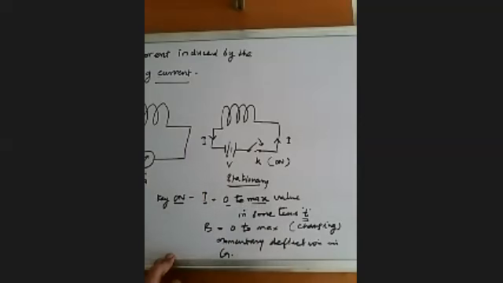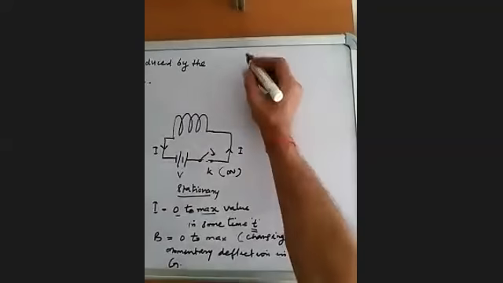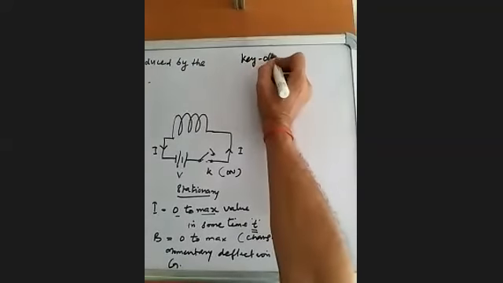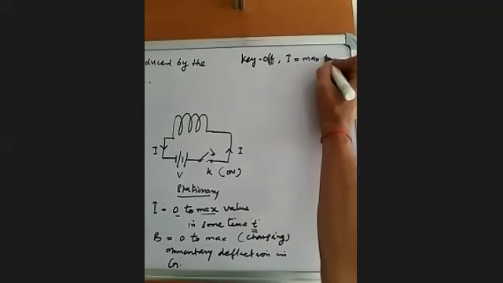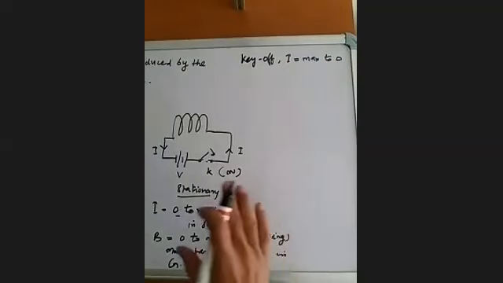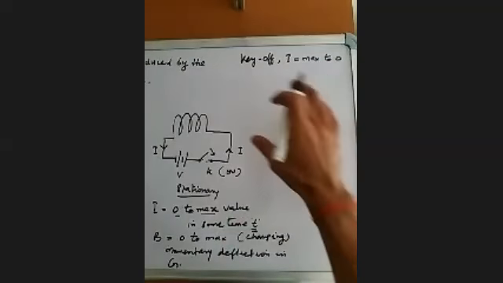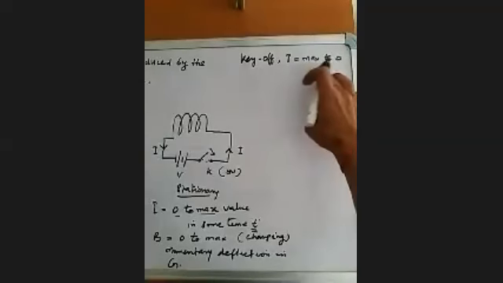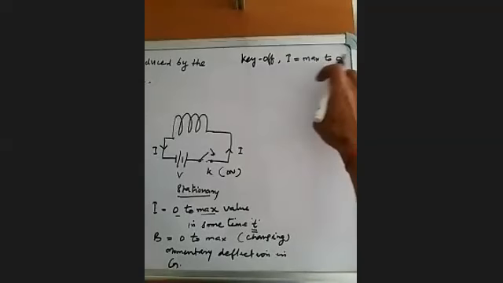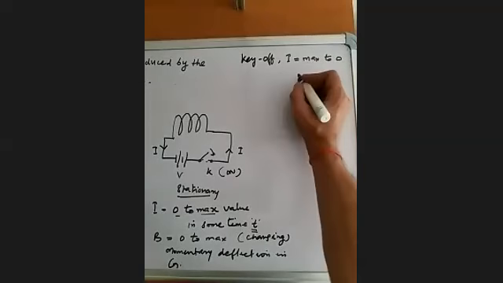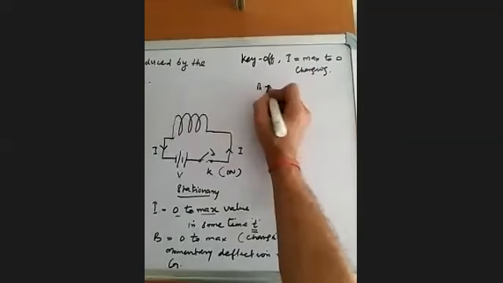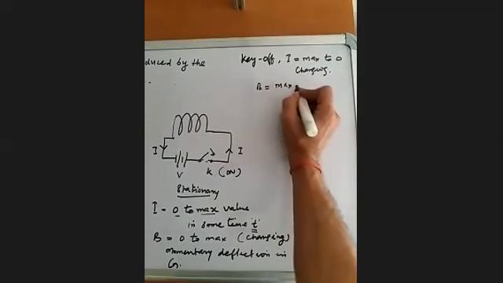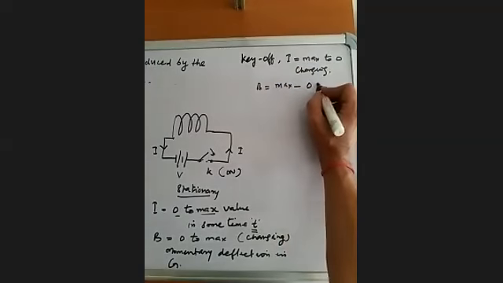Now another case is when we switch it off. When the key is off, the current will go from maximum to 0, because the current before stopping was at its maximum. For example, 5 ampere to 0 ampere. So the current is changing, and B will also go from maximum to 0. So that is changing.